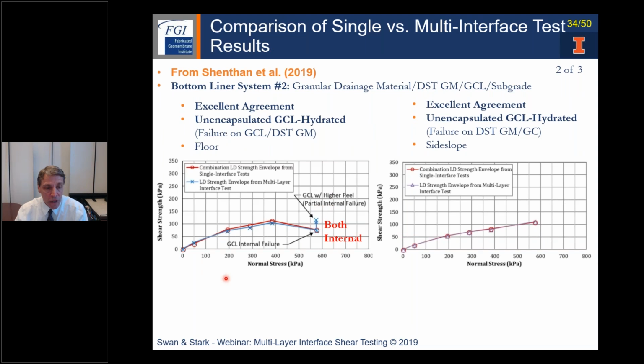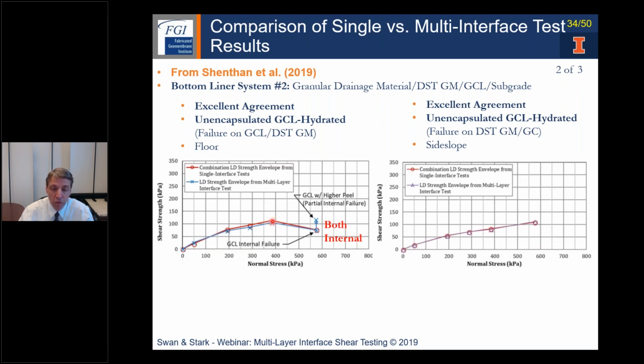Okay, so here's a second bottom liner system from Dr. Shenton's paper, and on the left is unencapsulated GCL, but hydrated, and these are large displacement. And then on the right is the unencapsulated GCL, also hydrated, but on the side slope. So the left is the floor or the bottom of the liner system, and the right is the side slope. So the normal stresses on the floor or base of the liner system are higher. So you can see the envelope is in pretty good agreement.